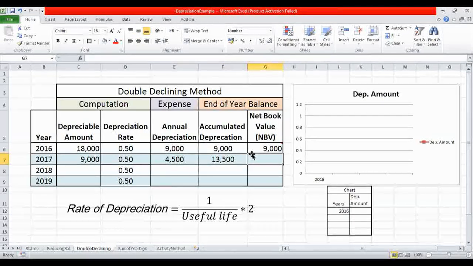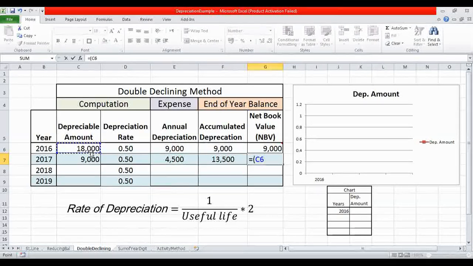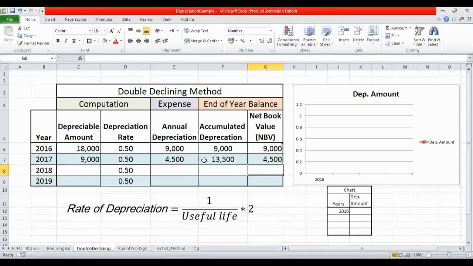Next, we need to calculate the net book value. In order to calculate the net book value, we will use the initial amount, 18,000, minus the accumulated depreciation. If you don't like to do this, you can do it the other way: simply take the opening balance minus the current depreciation expense. You can see both answers are the same. It depends upon you, whatever you like to do. I am sticking with the initial amount minus the accumulated depreciation. This year's net book value closing balance will become next year's opening balance.